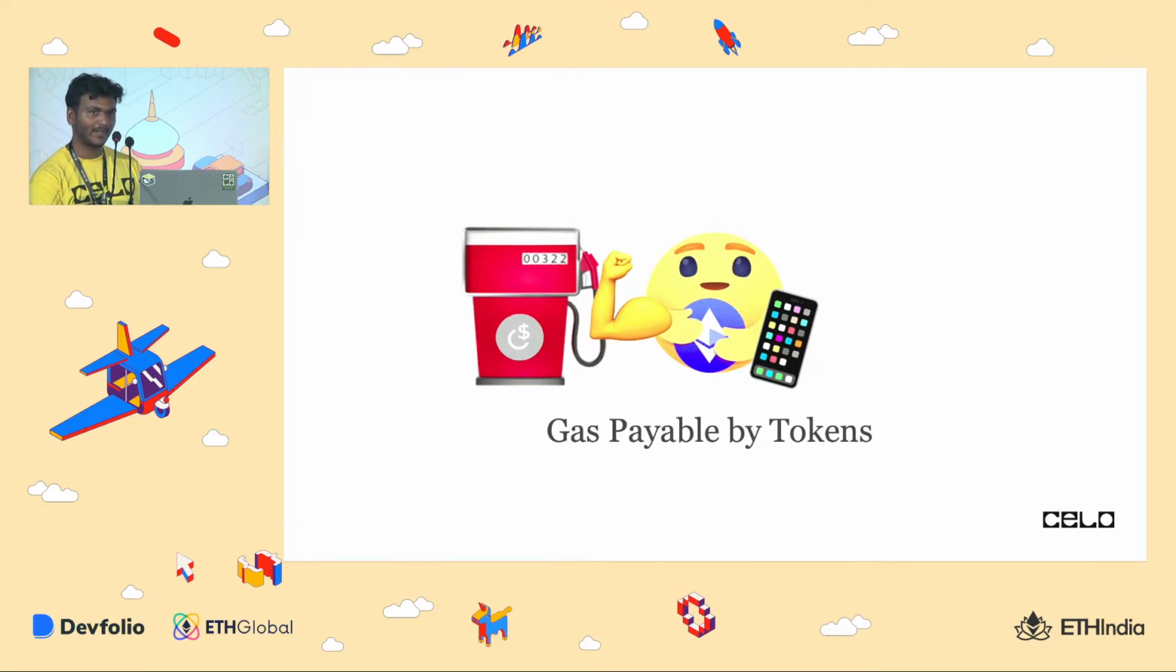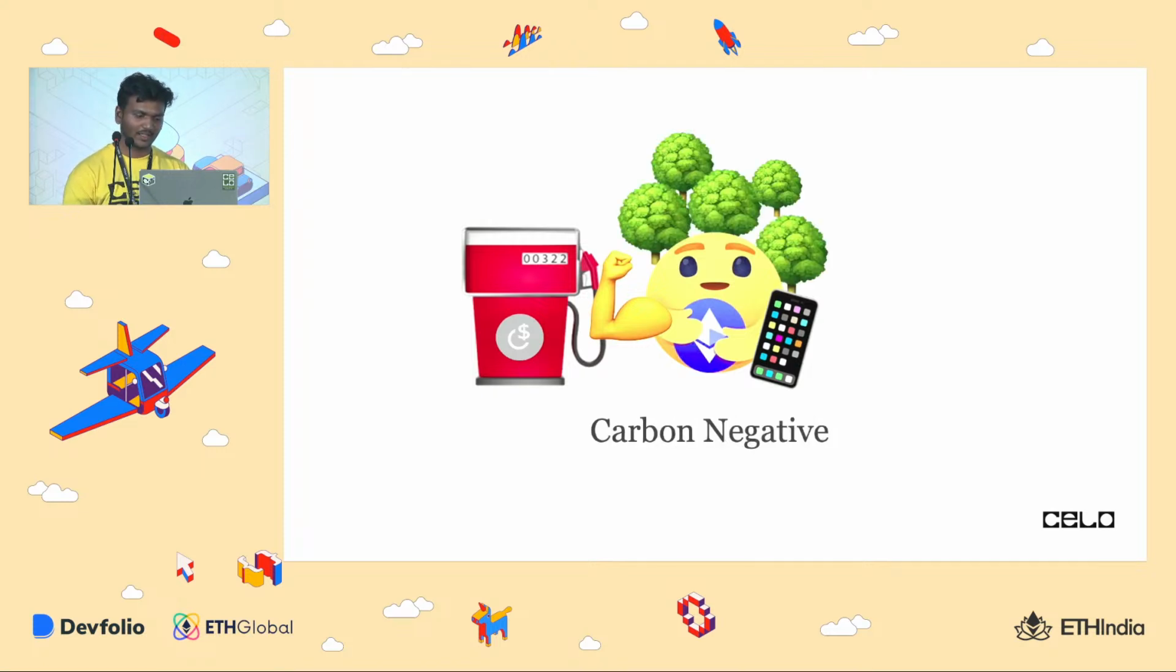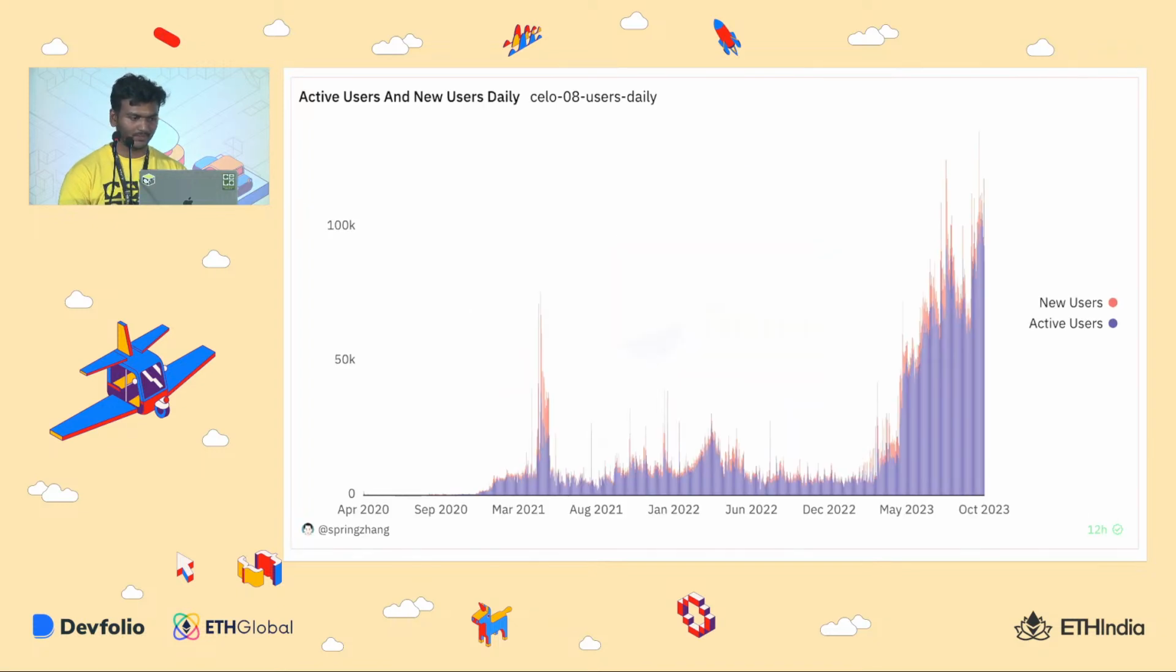Gas is payable by tokens. You might know that if you're building for different blockchains, you need the native tokens to pay the gas fees. But at Celo, you can use stable tokens or multiple ERC20 tokens to pay the gas fees as well. We are carbon negative. We launched three years ago on Earth Day, and since then we've been carbon negative. Recently we also passed a proposal where a percentage of gas fees is used to offset the carbon. In this way we are maintaining our carbon negativity.